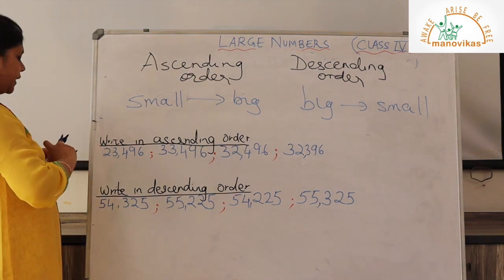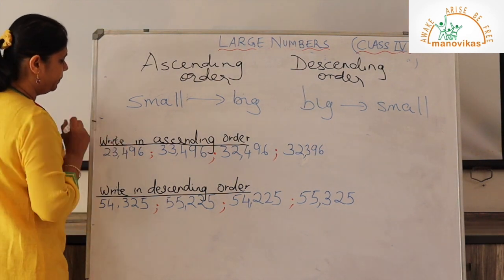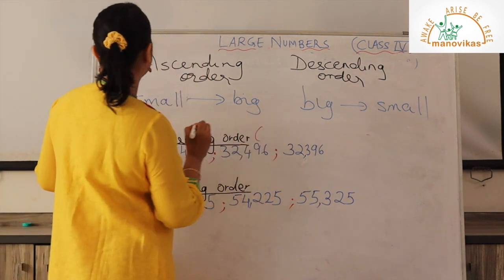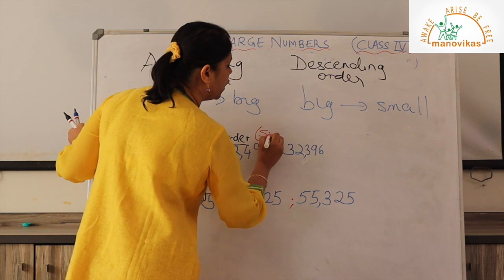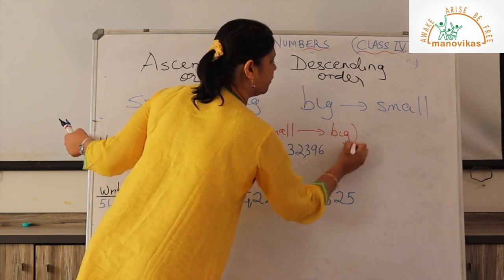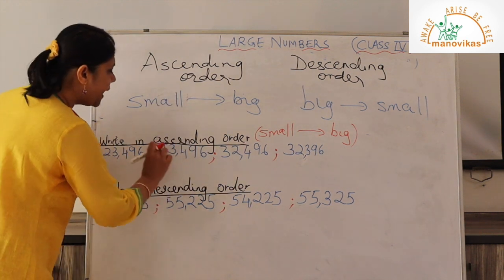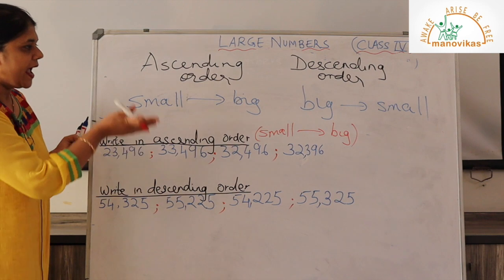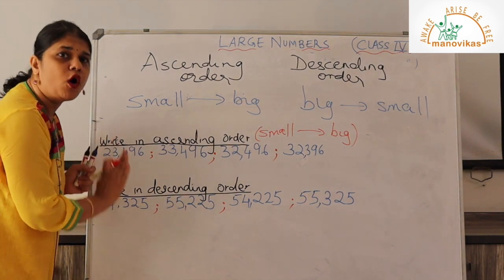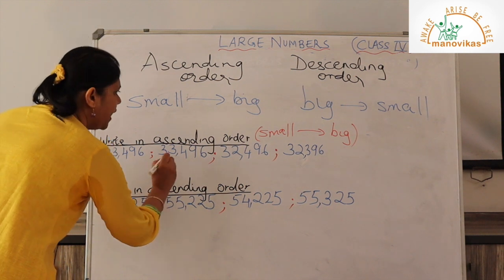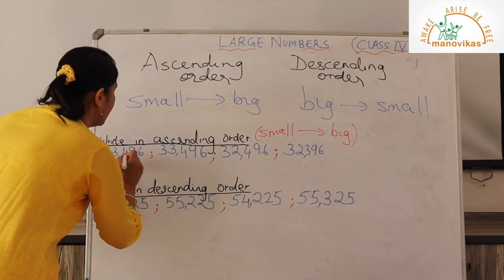Now, write in ascending order. Here, we have to write the numbers from small to big, right? Now look at all the numbers given first. Look at them carefully and first find the smallest number in this list. Now if I see here, I have this number which is the smallest.